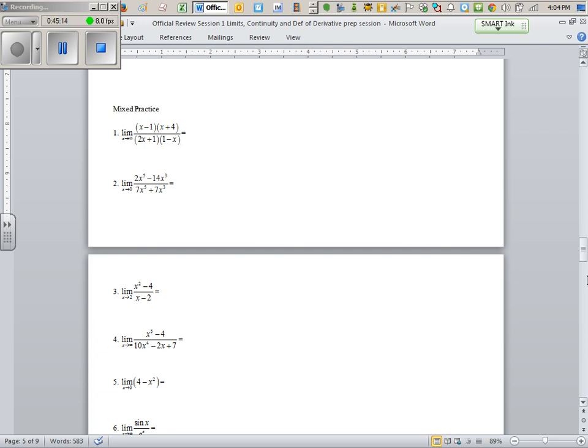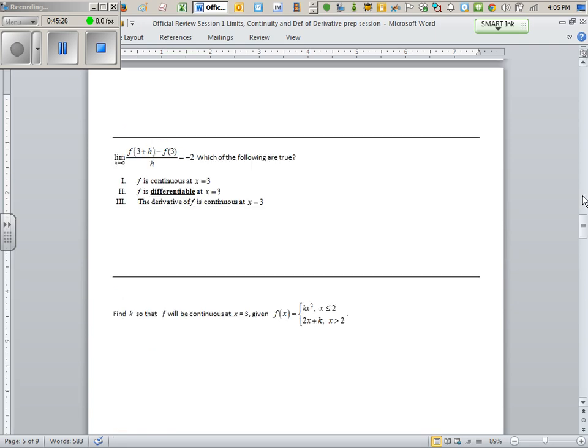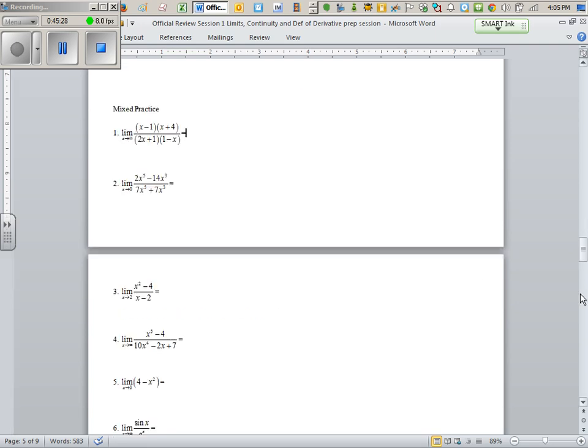Let's look at the mixed practice here. And the answers to everything from here on out are on the back there. You guys should have grabbed page 9. That has all your answers. So go ahead and give them a try.